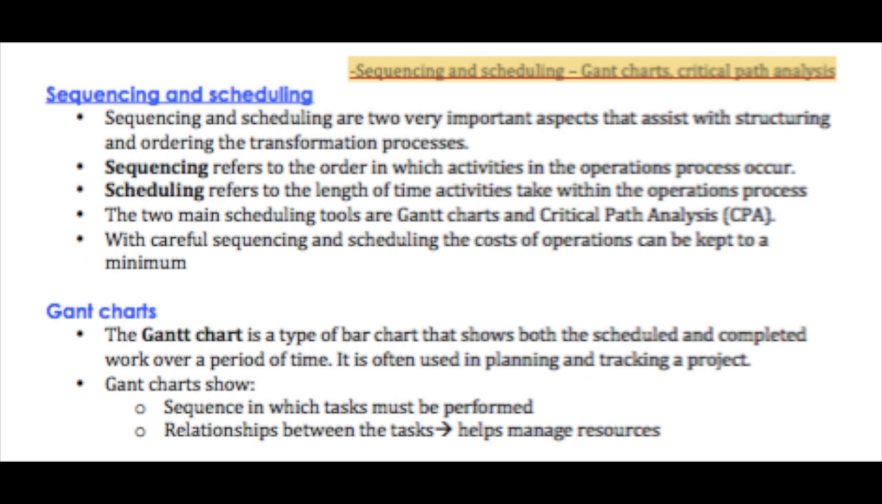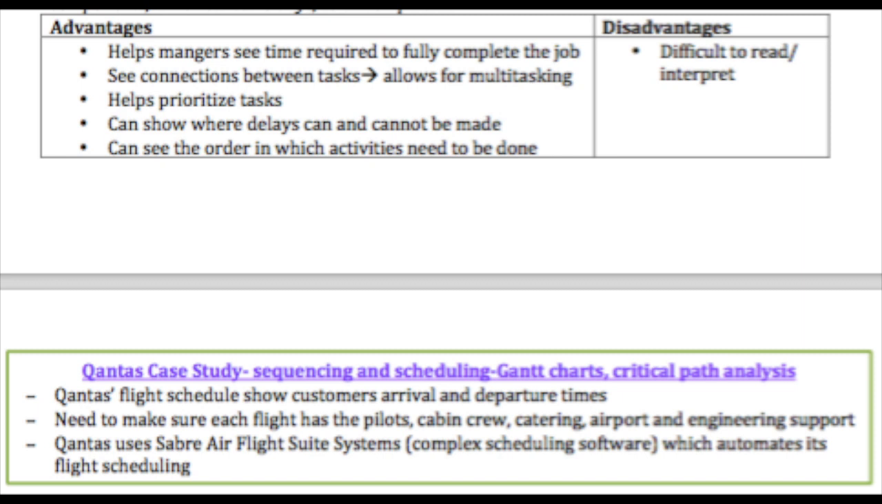Okay, so for example here we've got the dot point sequencing and scheduling. So I've got my content underneath sequencing and scheduling, I've got my diagrams, I've got my tables, then at the very bottom of that I've got my Qantas case study on sequencing and scheduling. So now I know that for that dot point I've got my content and I've got my relevant case study set and ready to go.